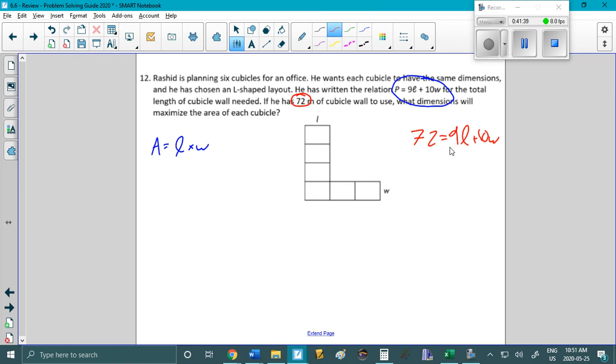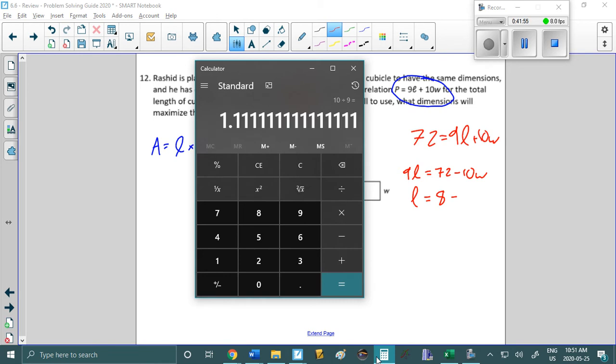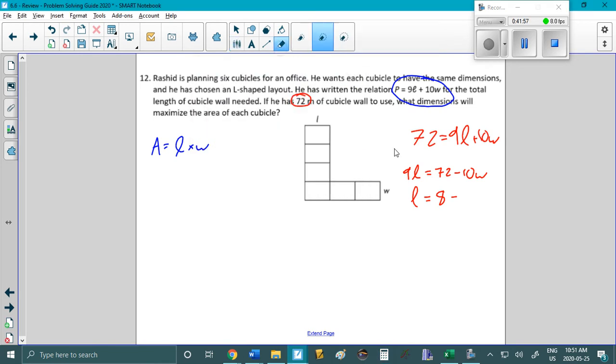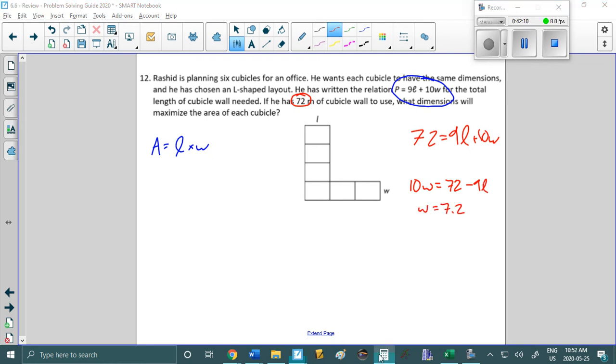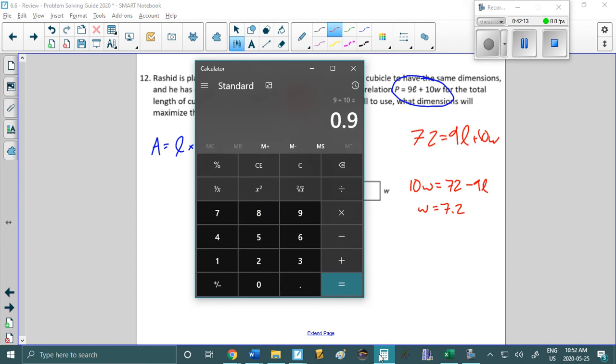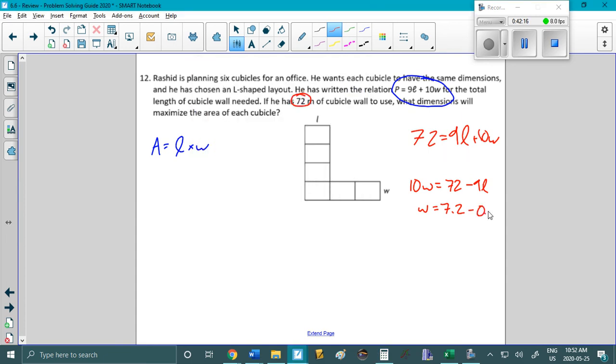And now we would just solve for one of them. So I'm going to solve for L. So 9L equals 72 minus 10W. Divide everything by 9. L equals 8 minus 10 divided by 9. Oh, that's nasty. Let's do it the other way. Let's rearrange for W. 10W equals 72 minus 9L. W equals 7.2, and then 9 divided by 10, that's better, minus 0.9L.